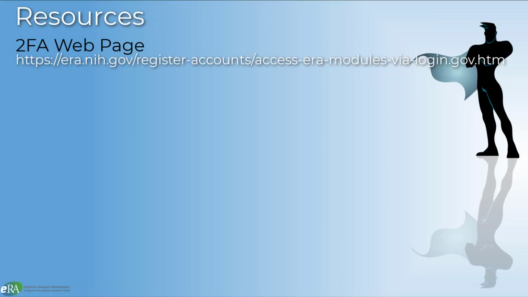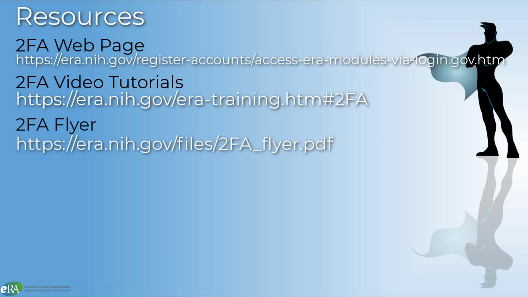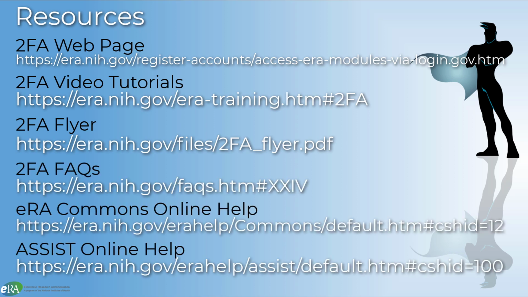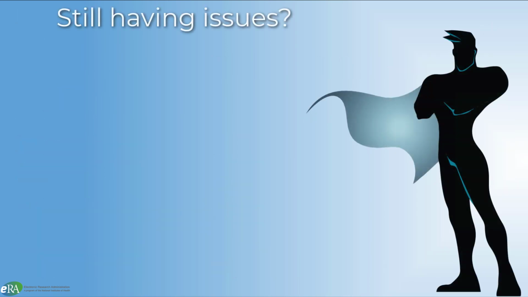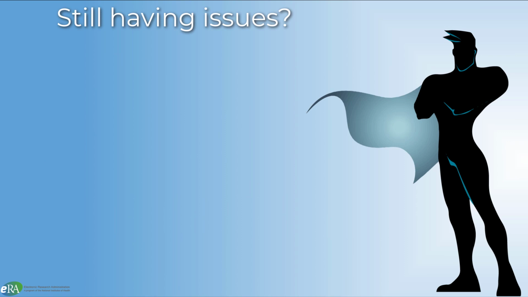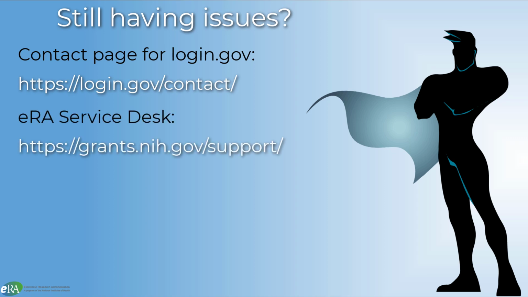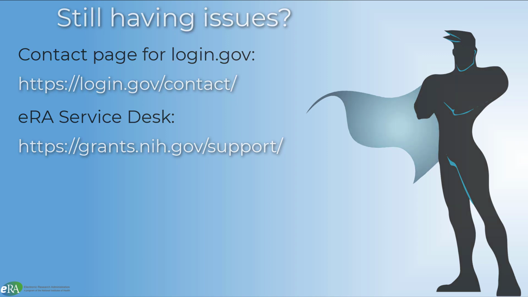There are a variety of resources available to you, should you need help with creating your Login.gov account and associating it with your ERA Commons account. If you are still having issues with Login.gov, to authenticate to ERA Commons, visit the Login.gov contact page. For issues related to your ERA account, or to associating your Login.gov account with your ERA account, contact the ERA Service Desk.